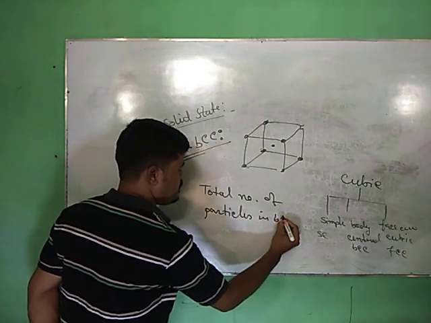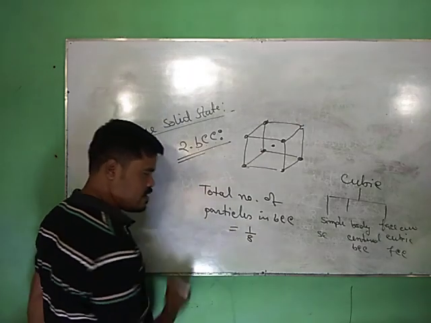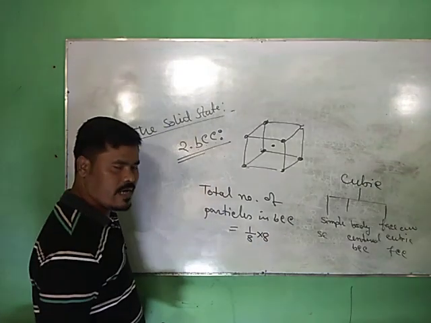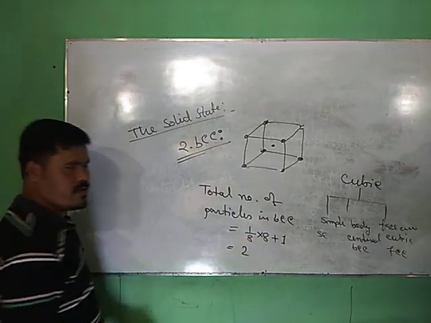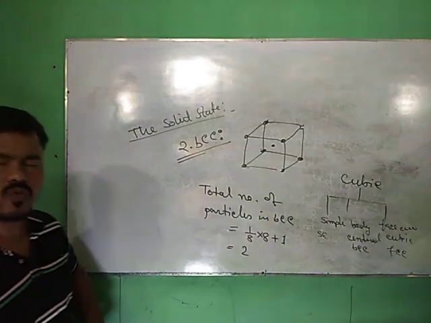In BCC, what is this? Each corner particle contributes one by eight, and there are eight corner particles in the cube. So the total number of particles in the body centered cubic unit cell is 2.